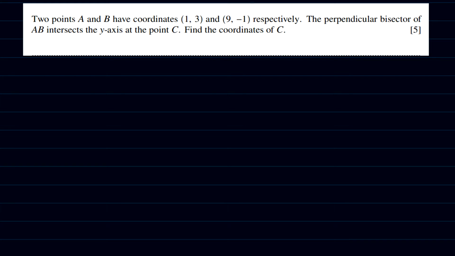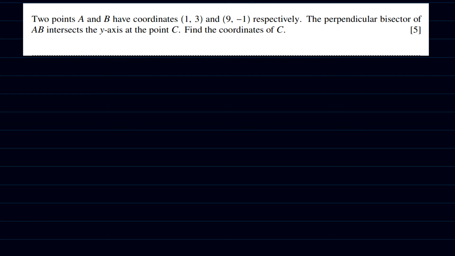It goes, 2 points A and B have coordinates 1, 3 and 9, -1 respectively. The perpendicular bisector of AB intersects the y-axis at the point C. Find the coordinates of C.